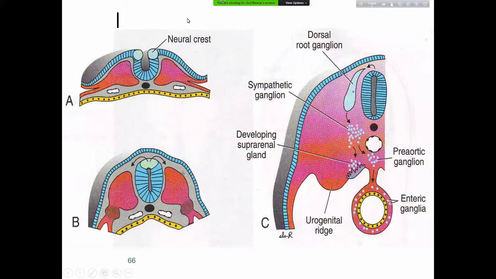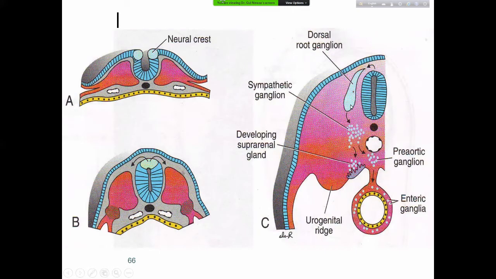So what happens here? The neural crest cells lose their epithelial affinity and detach. Then they will lie here first, between the surface ectoderm and the neural tube. Then they will be separated into right and left parts. I'm showing here the right part, and here will be the left part. They will form the sensory ganglia. They will form all the ganglia: the sensory ganglia, the sympathetic ganglia, the pre-aortic ganglia, the enteric ganglia, and the medulla of the suprarenal gland.